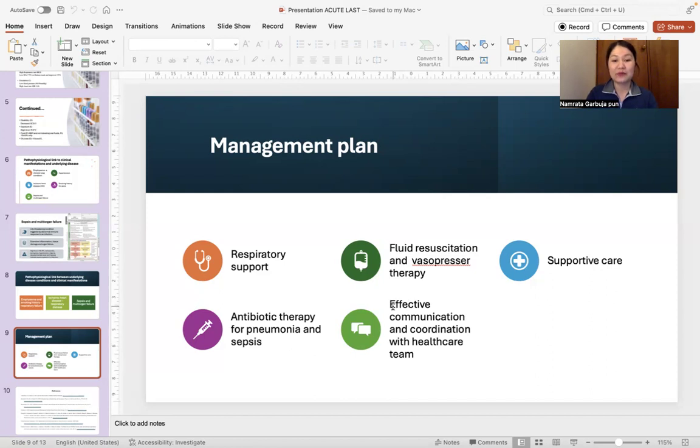Lastly, we have the management plan of effective communication and coordination with the healthcare team, which is very important. Nurses should have clear communication with the healthcare team about Mrs. Mann's treatment plan and her condition to ensure her safety. In conclusion, managing her high priority clinical manifestations shows that she receives prompt and timely care to improve her condition and prevent further deterioration.